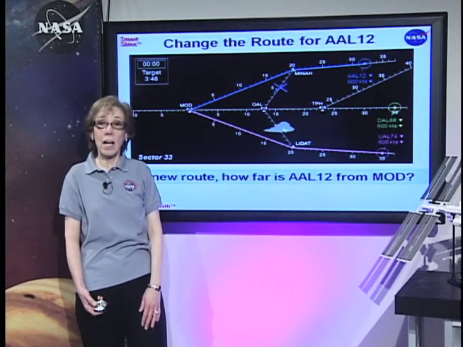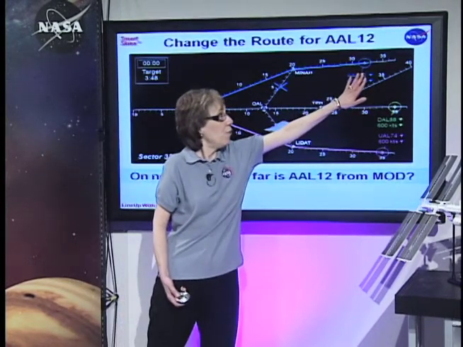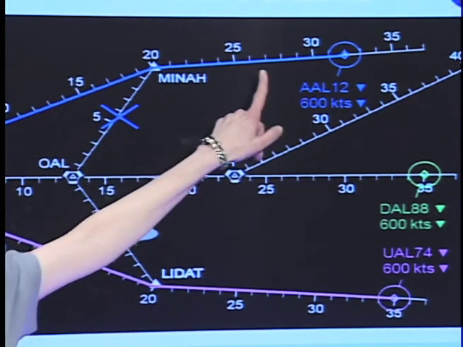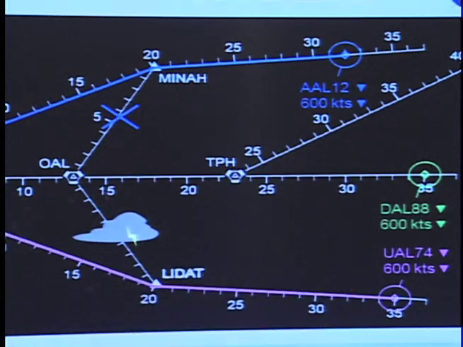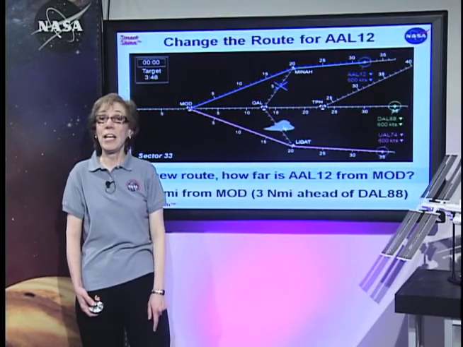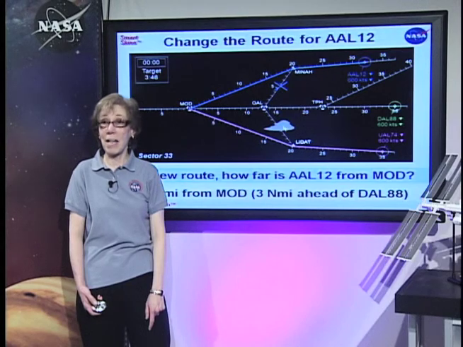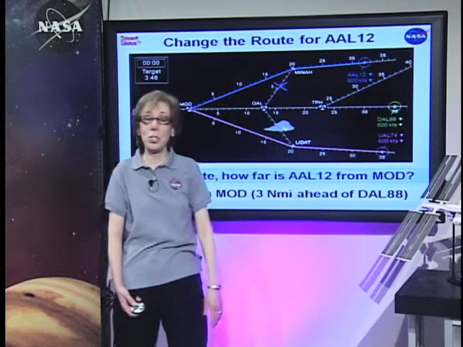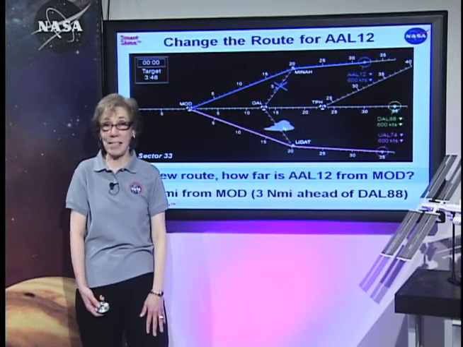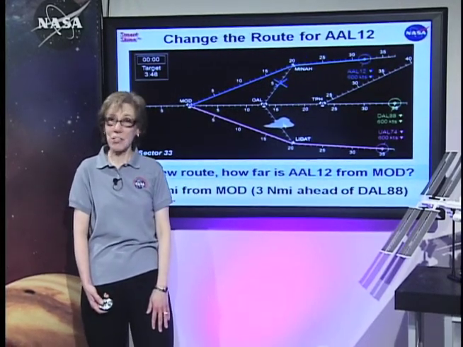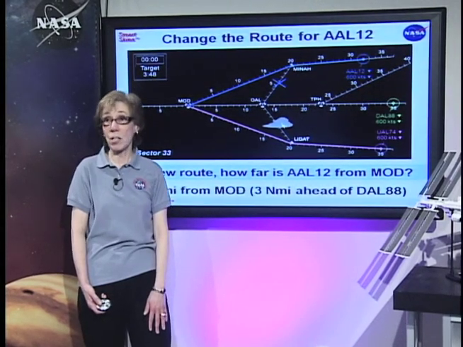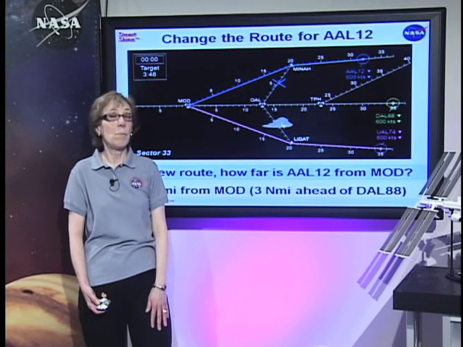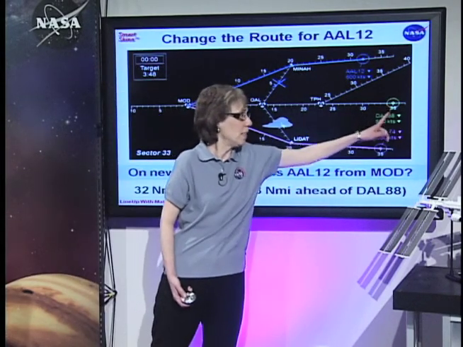If we do that on the new route, how far is American from Modesto? Well, this time we can count along this upper route, and we see that American is 32 nautical miles from Modesto, and in fact it's now 3 miles ahead of Delta 88. Remember, Delta's at 35, American's at 32. So we have our 3 mile spacing between American and Delta, and that's just the spacing that we want. The planes are going at the same speed, so they'll keep that spacing all the way to Modesto. But we still have a problem between Delta and United.